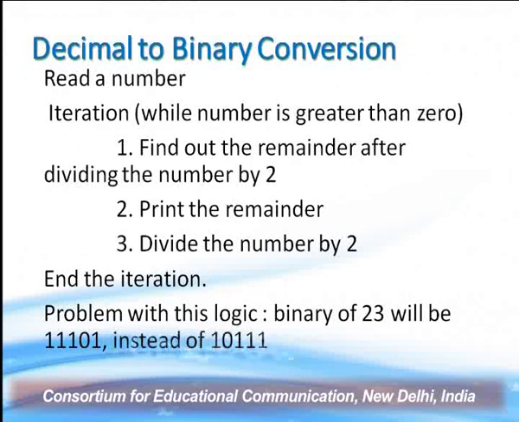We keep on taking remainders, and the next number is the original number divided by 2. Now what is the problem with this logic? Let us say we take the binary of 23. As per this logic, if we keep on printing the remainder as and when it comes up, the binary of 23 will be 11101, but this is not correct. The binary of 23 is 10111. That means it is just the inverse of it.